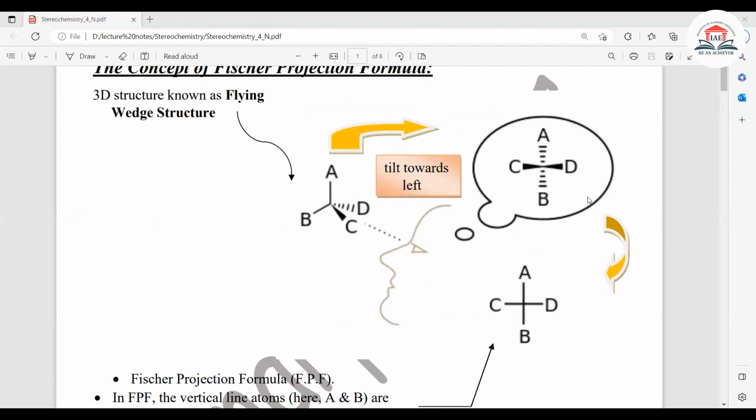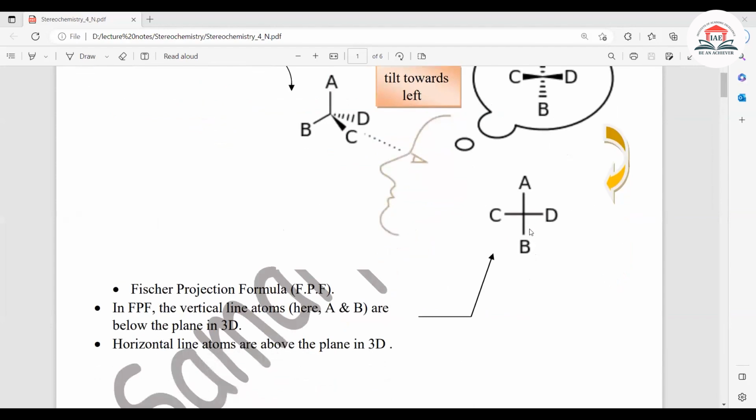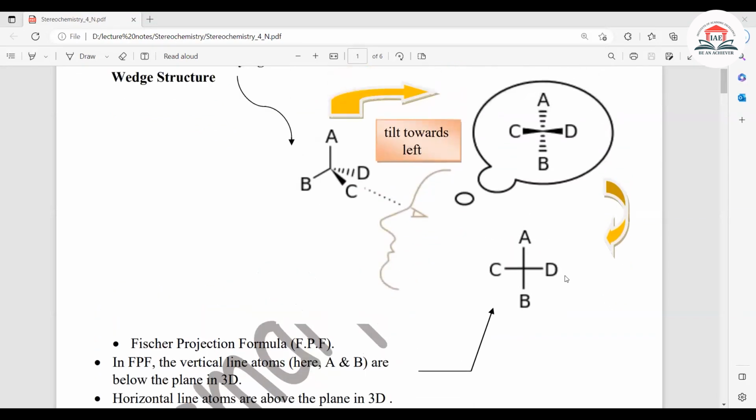What happens in a projector? The light falls on the screen and we see the picture on the screen. Similarly, try to put this projection on the wall. What you get is A and B on the vertical line and C and D on the horizontal line. So what you did is you went from a 3D structure to a 2D structure.